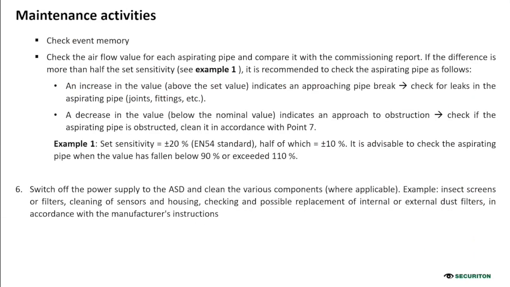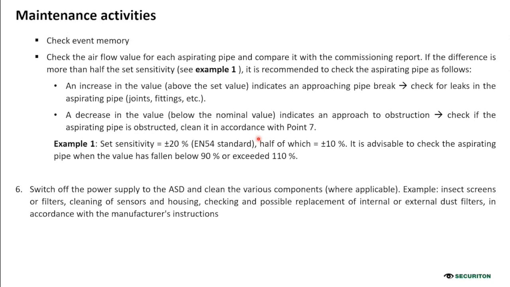Then another activity is to check the event memory, to check if something happened, and to check the detector status; if there were any faults, you need to check them. And then an important activity is to check the airflow value for each aspirating pipe and compare it with the commissioning report. So what does it mean? When the system has been commissioned, the installer has set the nominal airflow value, and we need to check it because this airflow value has to be always constant.